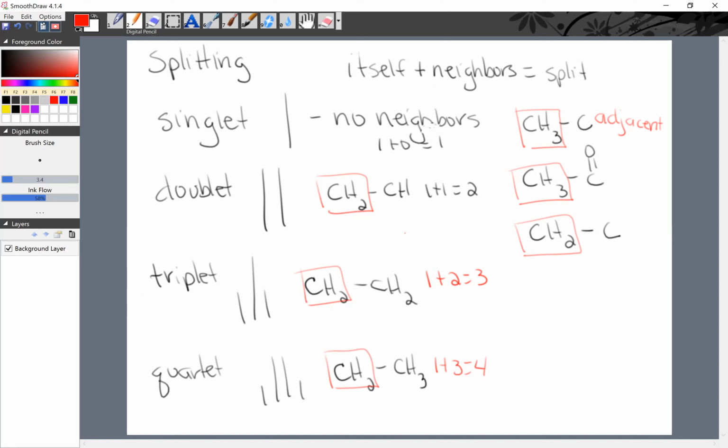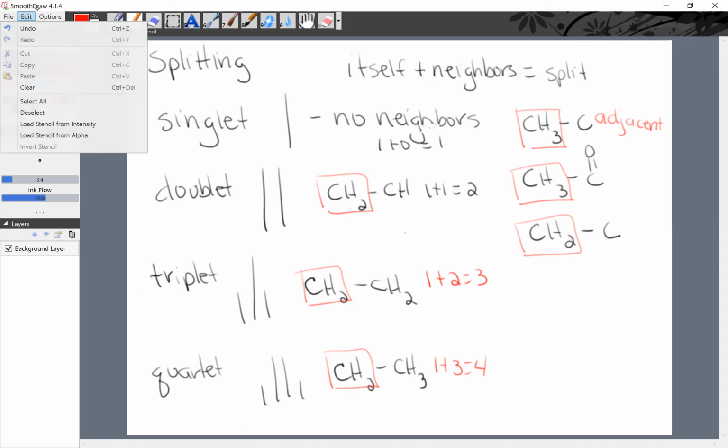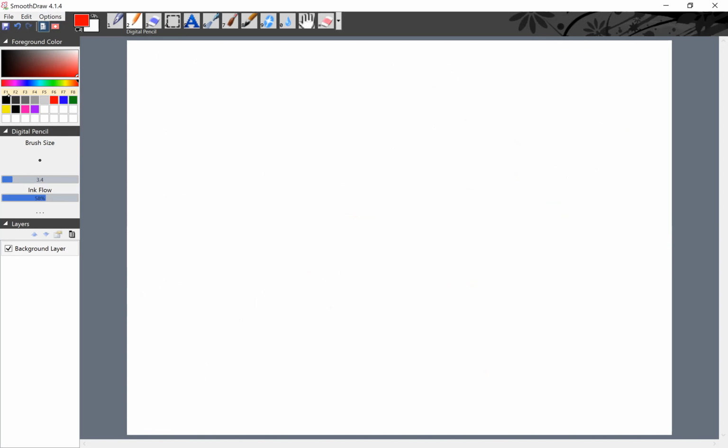All right, I'm going to delete this out, and we're going to look at 5. That's a pentet. Now, in the proton NMR, they start to get so close that you can hardly tell the difference between them. So pentets, maybe. Anything past that, we usually just call a multiplet. But a pentet has to have 1 plus 4. It has to have 4 neighbors, which would give us a 5.